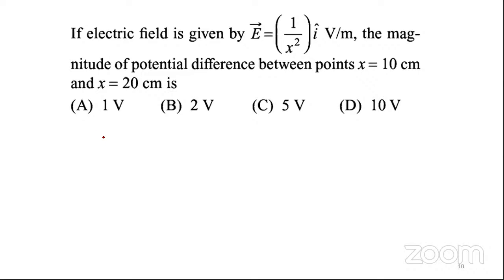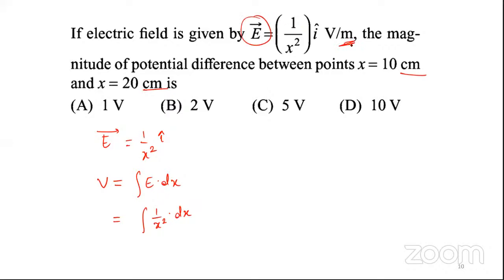See, what we are given is the field, which is 1 upon x square i cap, and we want to find the potential difference. Potential is integral E dot dx. So this will be 1 upon x square into dx, and putting the limits. See, this is given in centimeters and the electric field has units in meters, so we'll have to convert this. This will be 0.1 to 0.2.